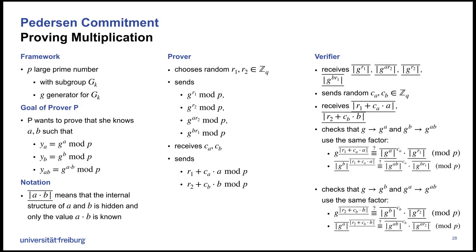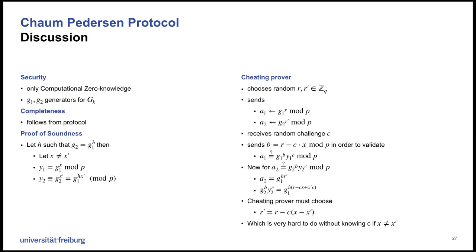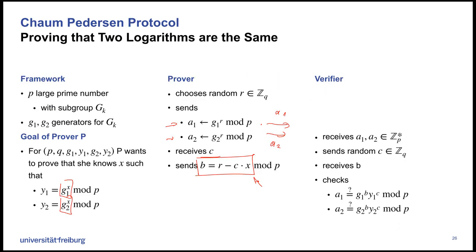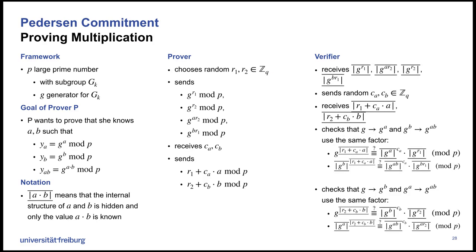Okay, lots of protocols we had here, and if you follow that, you could do some interesting things. You could prove multiplication. Now, what does this mean? Of course, we have lots of multiplication here, but we are now talking about multiplication in the exponent. Multiplication in the exponent means that you have three commitments. You have g to the a, you have g to the b, and now you want to prove that you know g to the a times b. That means g to the a to the power of b.